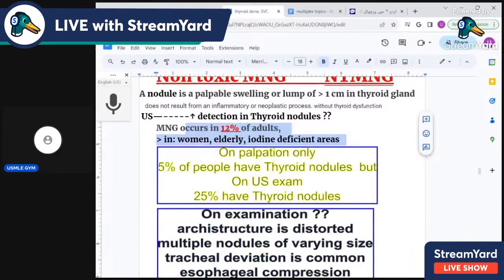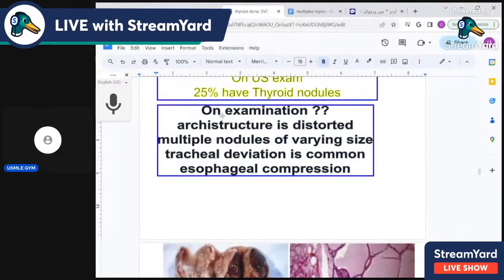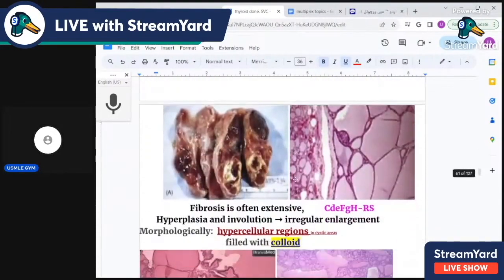areas. Multinodular goiter, non-toxic. The architecture is distorted because the nodules are multiple and increase in size, which causes distortion in architecture. Because of the multiple nodules of varying size, they cause pressure symptoms, tracheal deviation. They may be asymptomatic, but the goiter, this is the gross pathology of the multinodular goiter: hemorrhages, fibrosis, scarring, and irregularly filled follicles. Fibrosis is often extensive.